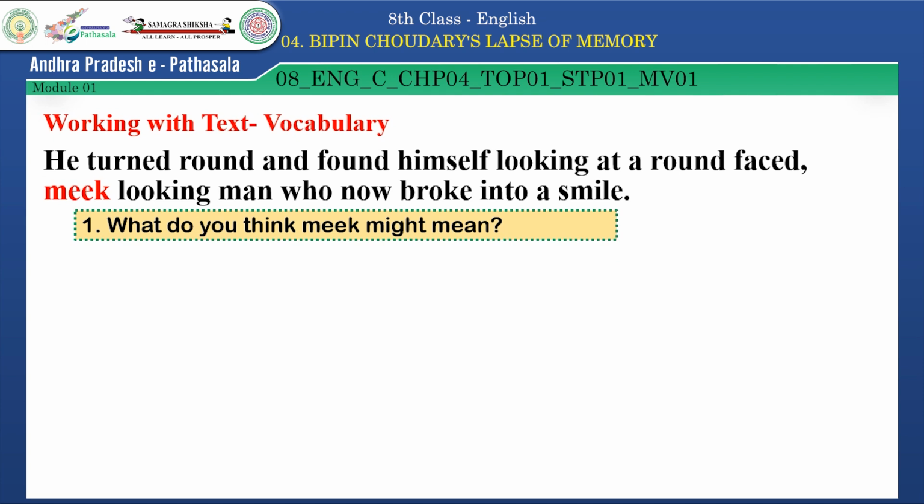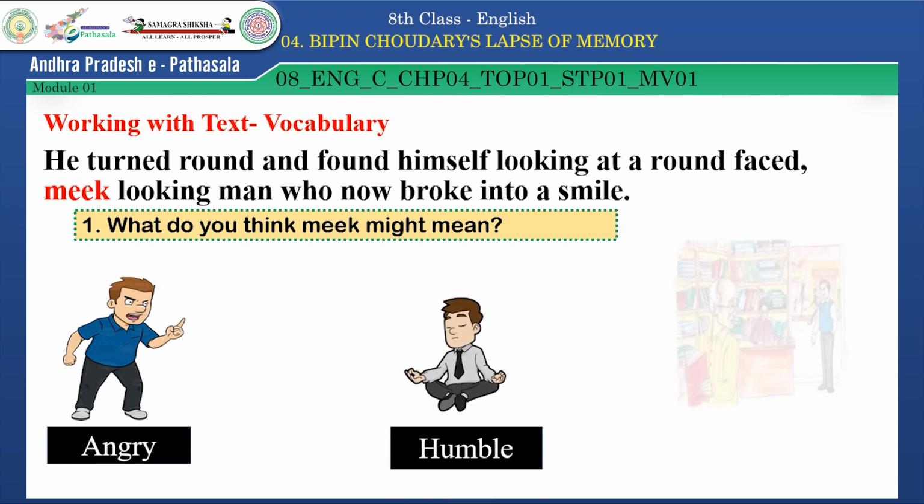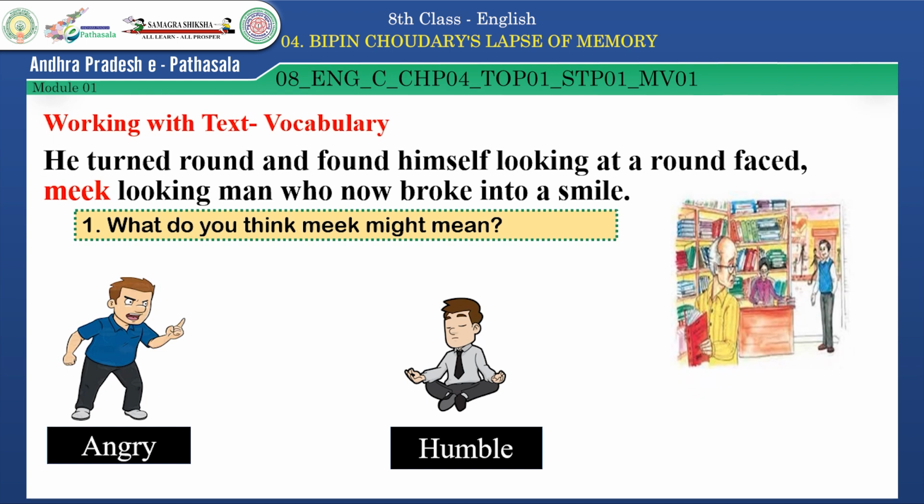"He turned round and found himself looking at a round-faced, meek-looking man who now broke into a smile." What do you think meek might mean? Angry or humble? Just recollect the picture. The person is having a round face, a meek-looking man. Is he looking angry? No, not at all. So what is the answer? What do you think meek might mean? Humble. Very good. Excellent.